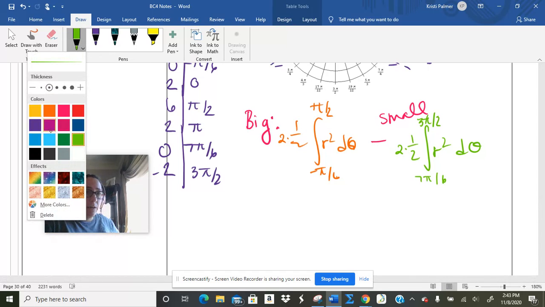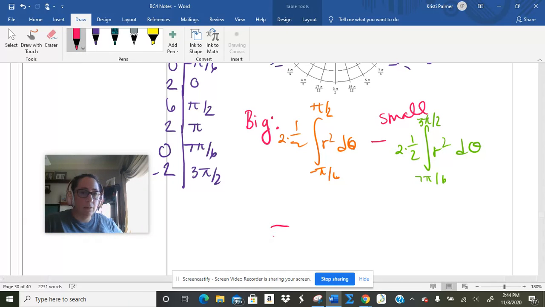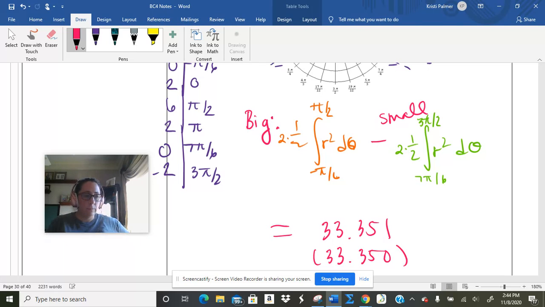And then I just put that all in one big thing in my calculator and got 33.351, or if you just decided to truncate, 33.35. If you really challenged yourself and did it by hand, that's what you would get.